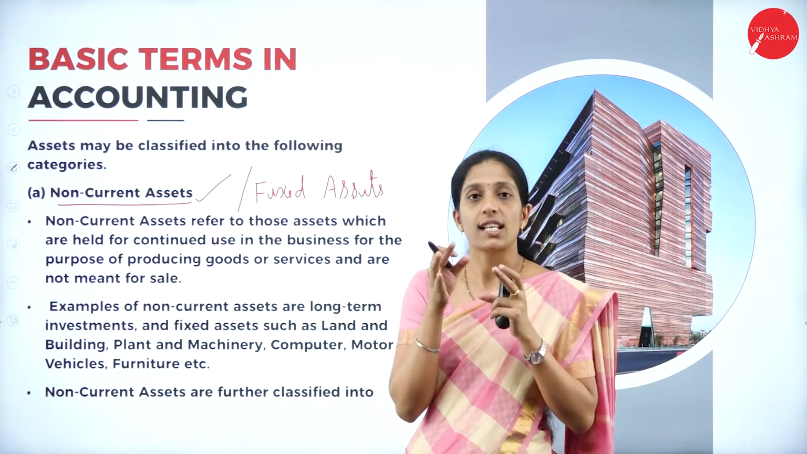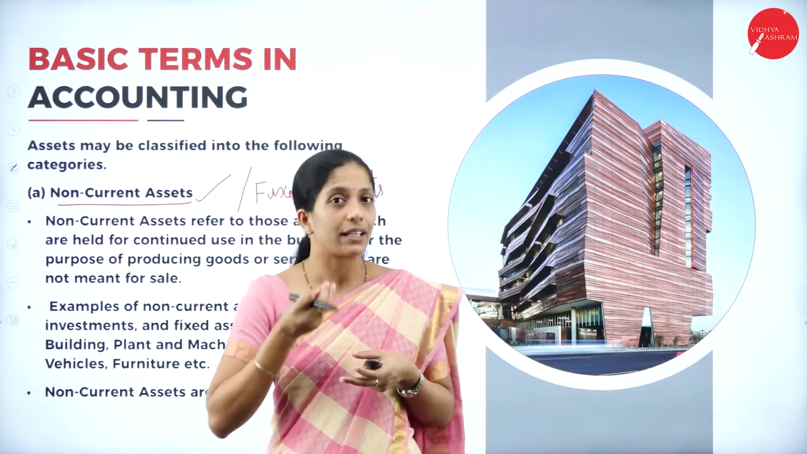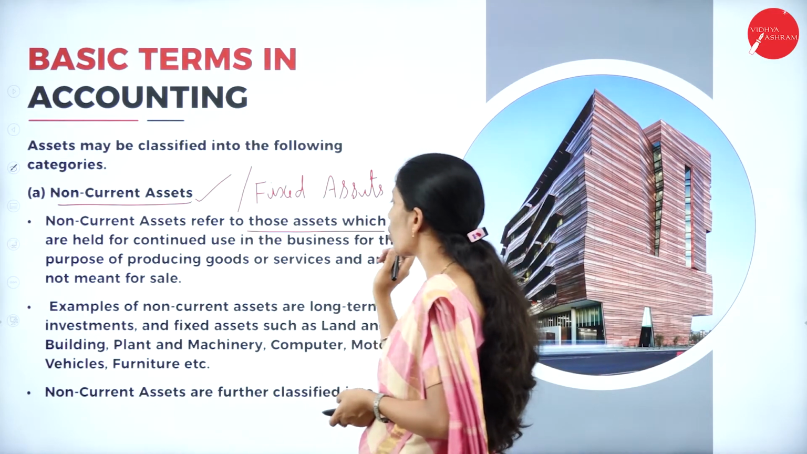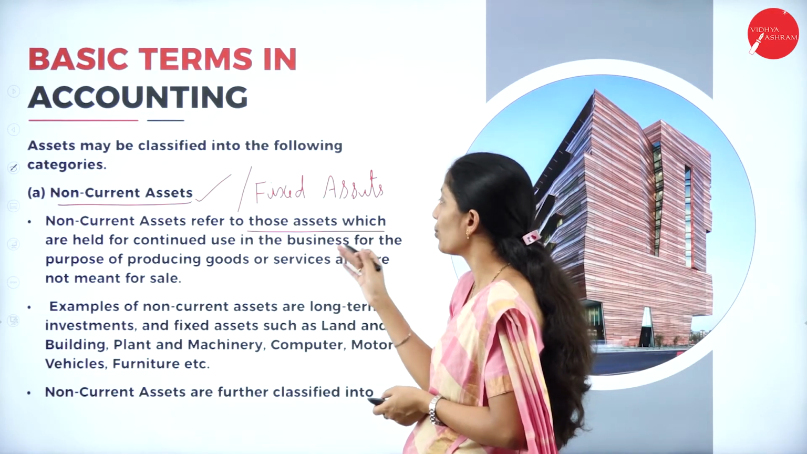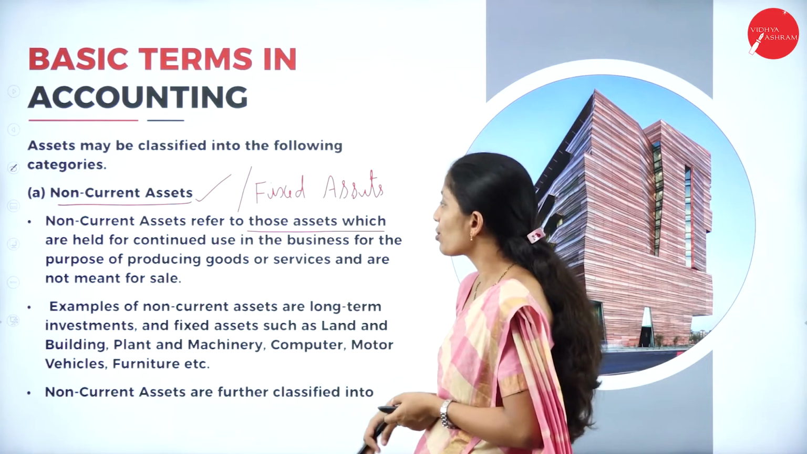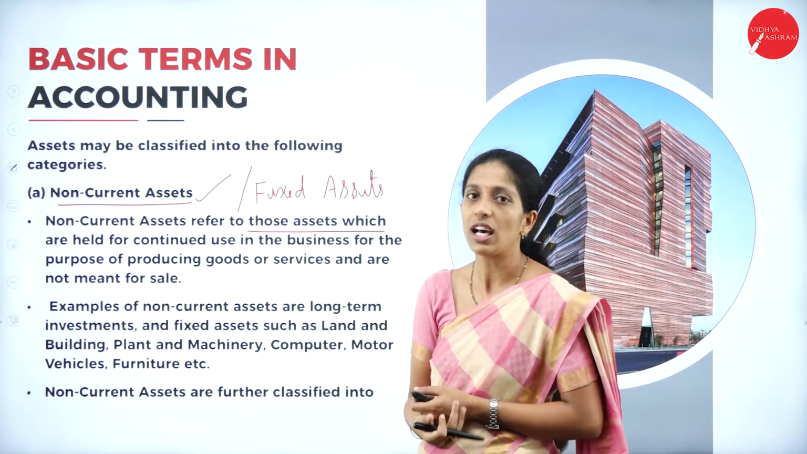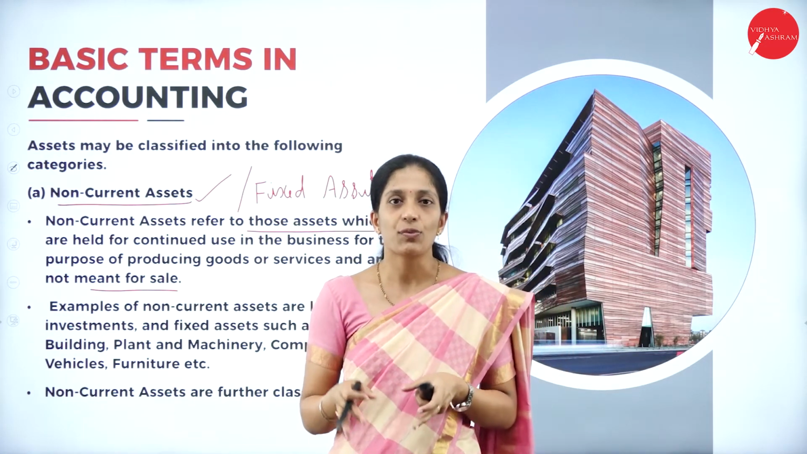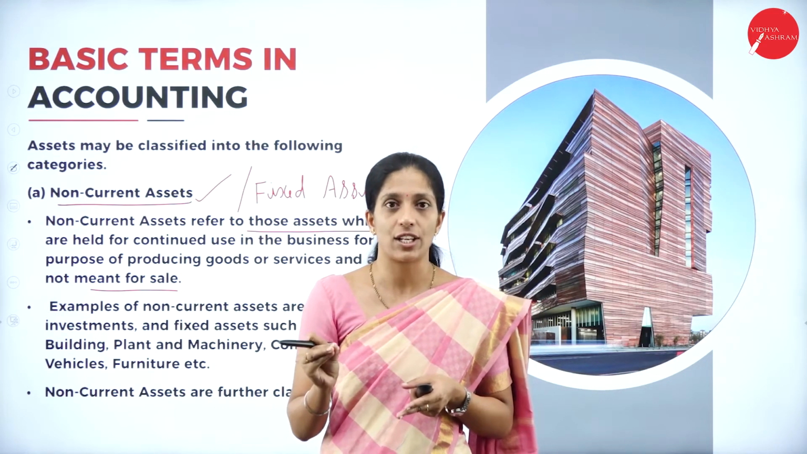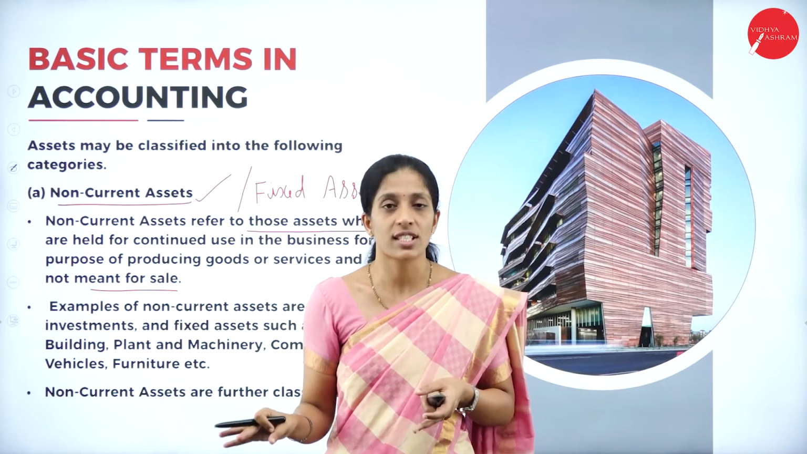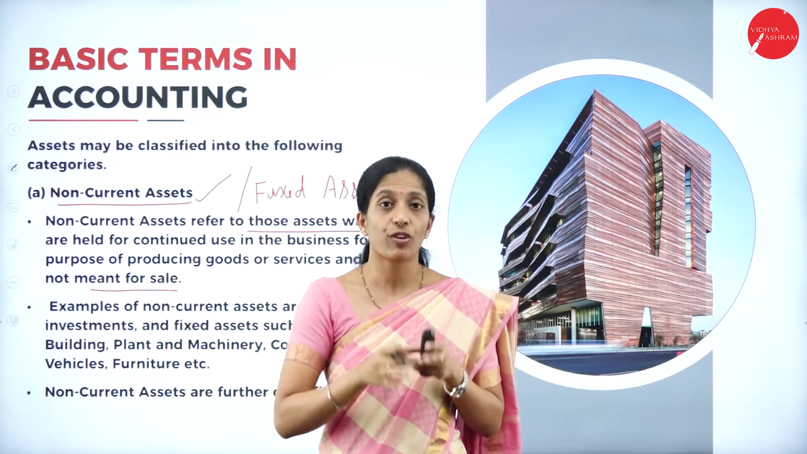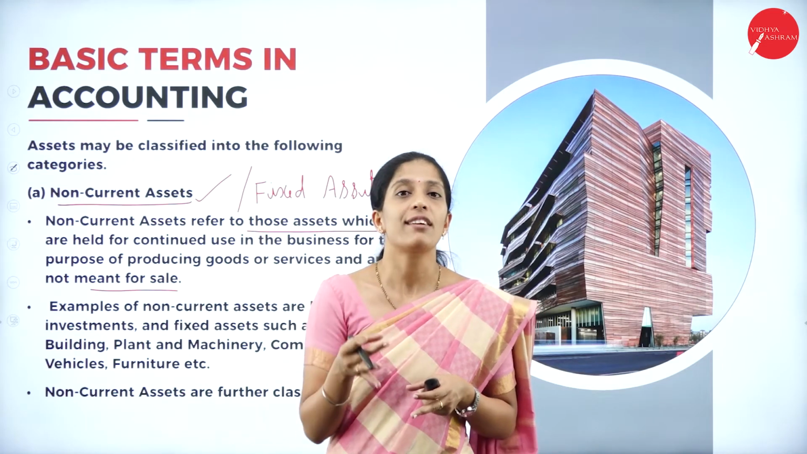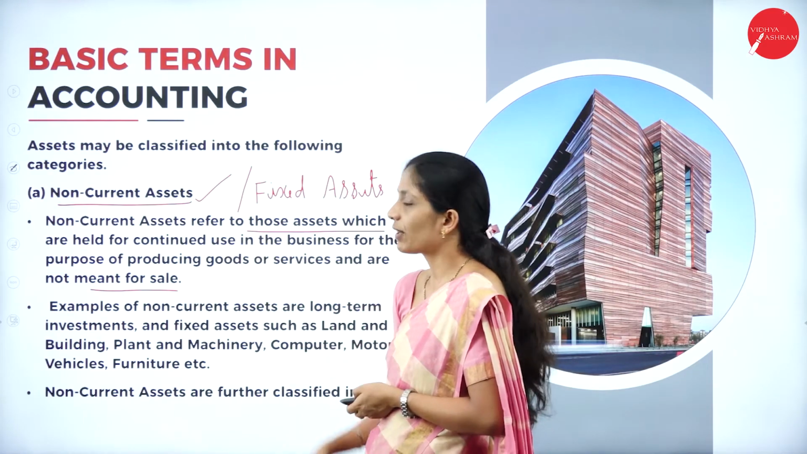Asset, you all know, has certain value or is something from which we are going to get the benefit in the future. Non-current asset refers to those assets which are held for continued use in the business for the purpose of producing goods and services and not meant for sale. So these are the assets which have value in the business and they are fixed in nature, not meant for sale. They are there in the organization for a longer period of time and we are not going to sell those assets. So they are termed as what? Fixed assets.